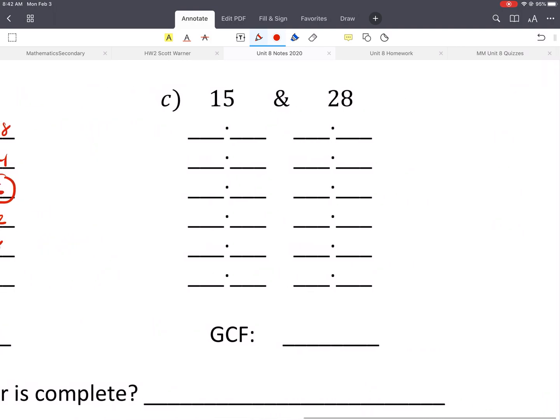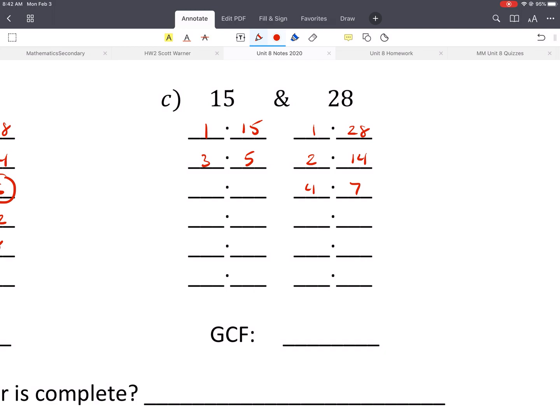All right, so here's C. Give this one a try. So 1 and 15. You could do 3 and 5, and that's it. For 28, you could do 1 and 28, 2 and 14, and 7 and 4. Or I guess I probably should have done 4 and 7, just so that it's in that order. 5 doesn't go in, 6 doesn't go in, and then we're back to 7. So those are all those factors.